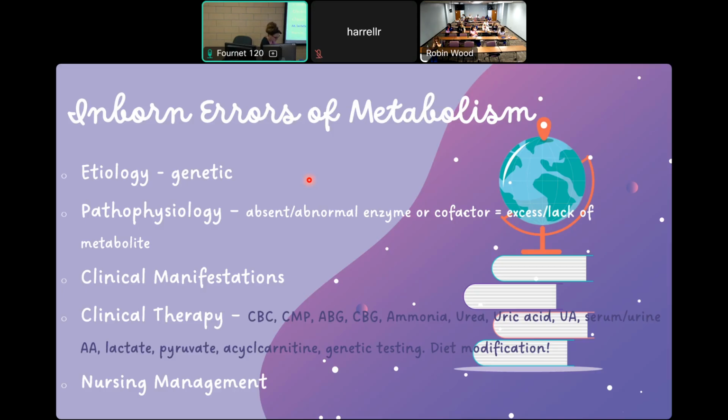And patho-wise, we've got either an absence or an abnormality in an enzyme or a cofactor, or some very intricate small part of the metabolic process that results in too much of a certain substance or not enough of a certain substance that our body either needs or doesn't need. Typically, we see these inherited in an autosomal recessive pattern, and they're very important to identify before the reproductive years, so they can be treated if it's something that we can treat.